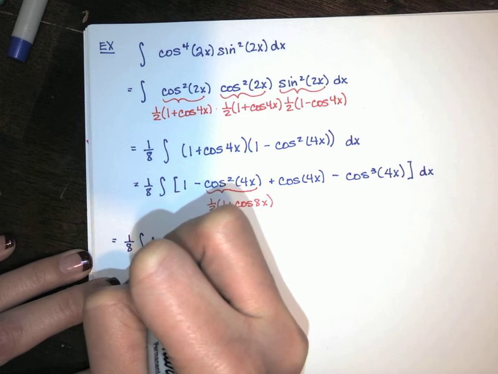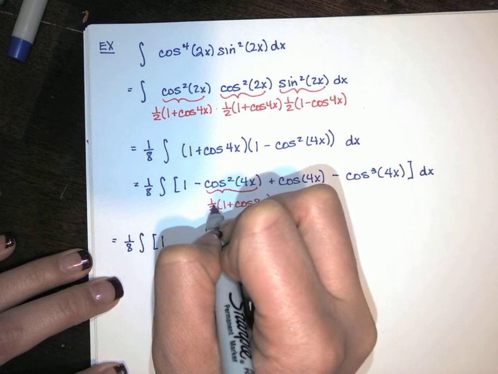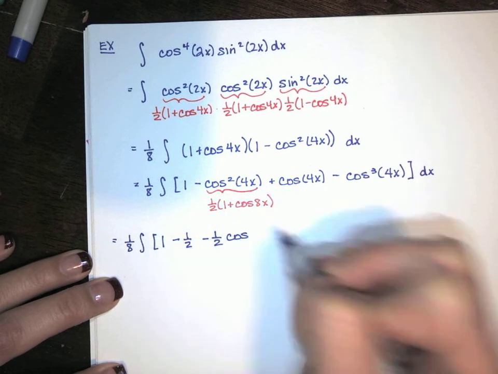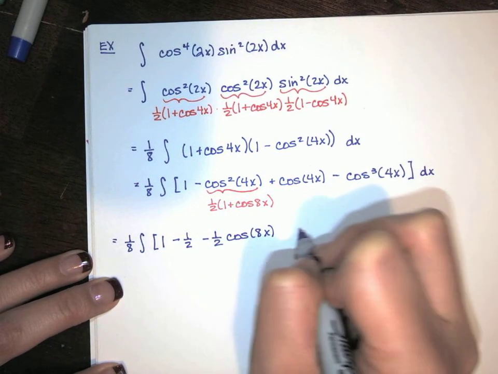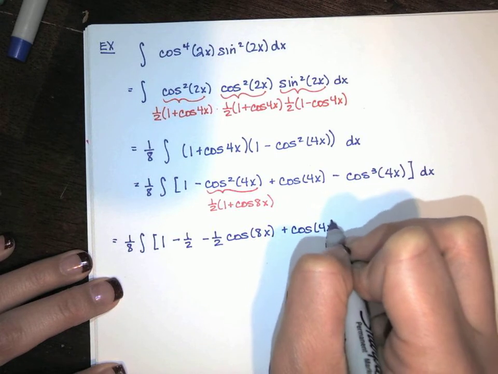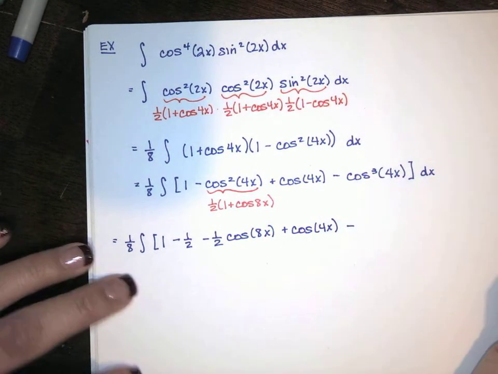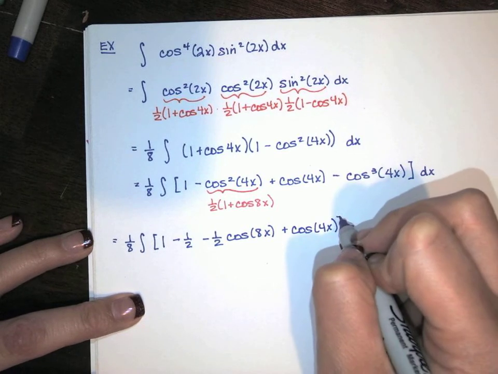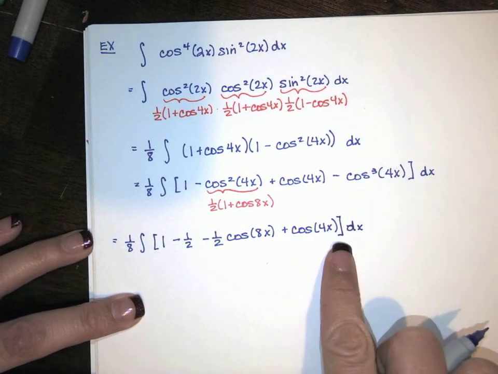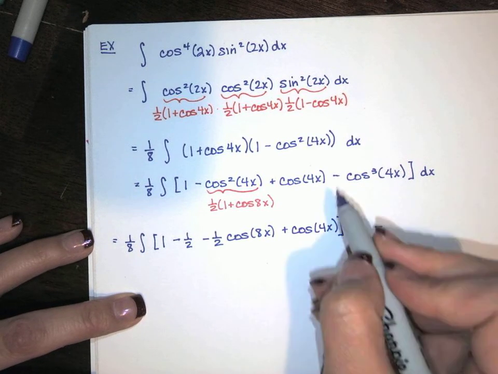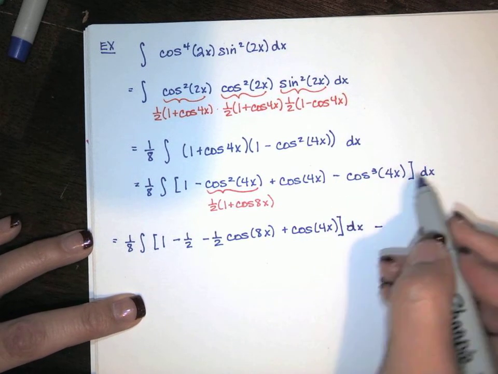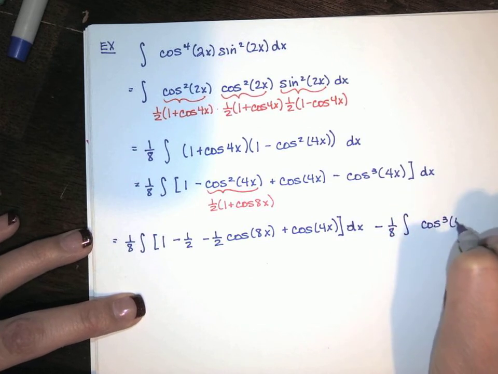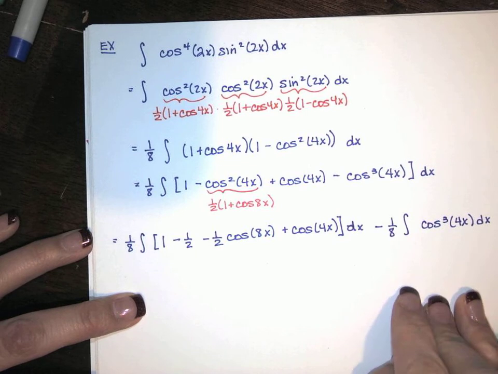I've got 1/8 of 1. I'm going to distribute a negative 1/2 here. Minus 1/2 cosine of 8x. Plus cosine of 4x. Minus cosine cubed of 4x. I'm going to treat that as a separate integral. So let's stop there, and then we'll say minus the integral of that, but don't forget to distribute the 1/8. We're going to handle that separately in just a minute.